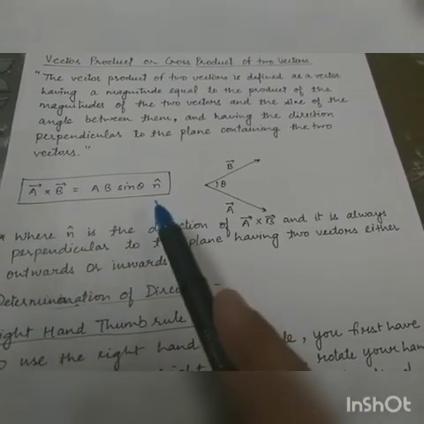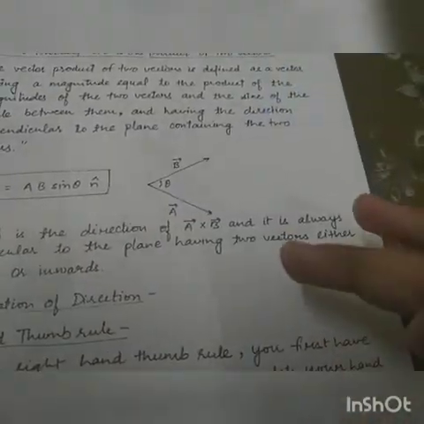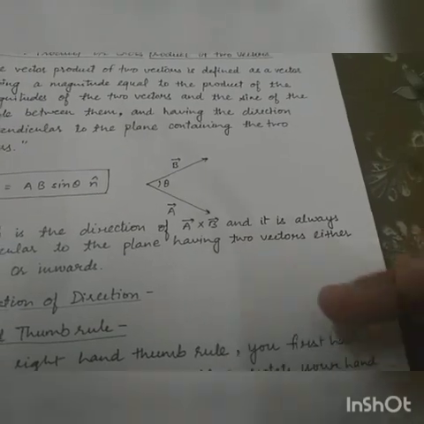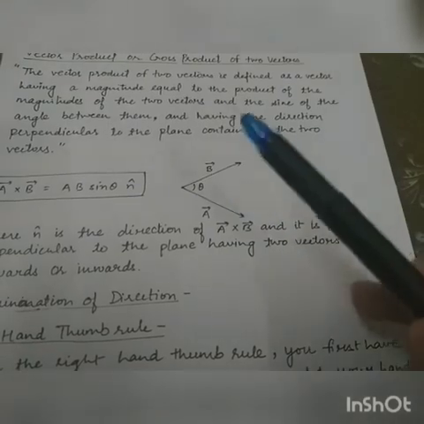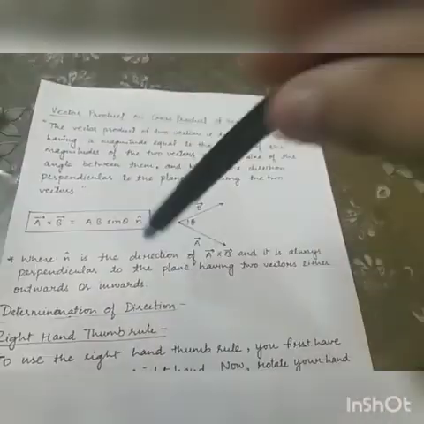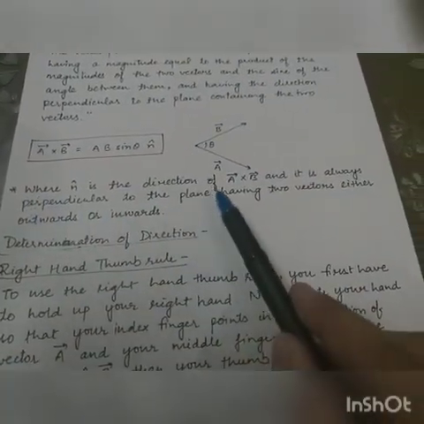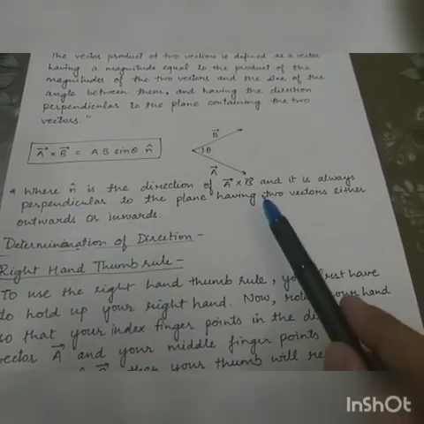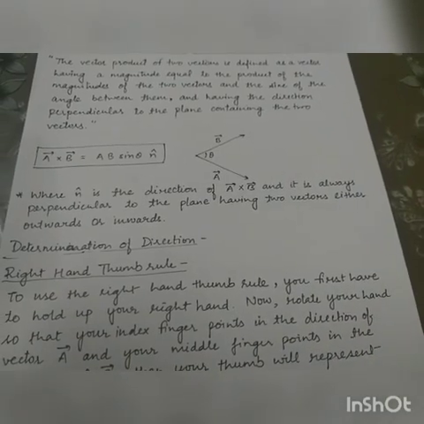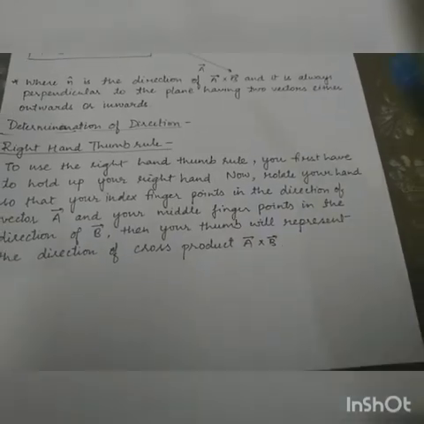this complete product. Suppose these two vectors A vector and B vector are present in this plane of paper. So the direction of n cap will be perpendicular to the plane of paper, either outwards or inwards. Same is written here, where n cap is the direction of A vector cross B vector, and it is always perpendicular to the plane having two vectors, either outwards or inwards. Let's determine the direction with the help of right hand thumb rule.